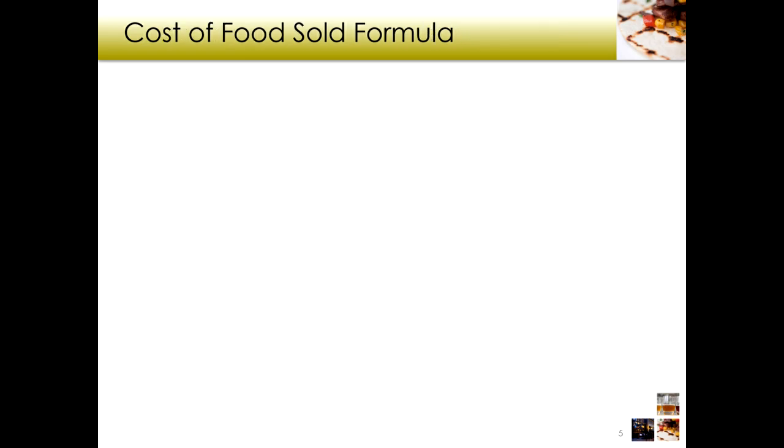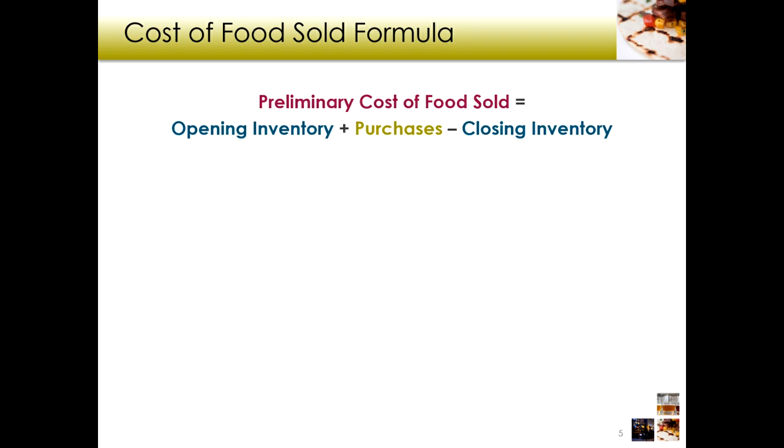So the first thing we're going to do is calculate something called our preliminary cost of food sold. And what we do there is we take our opening inventory, we add what we bought, and we subtract what our closing inventory is. So what's opening inventory versus closing inventory? Our opening inventory is the value of the products we have in our restaurant at the beginning of the month. $5,000, $10,000, $50,000, doesn't matter. It's going to be different for each restaurant. The important thing here is the difference between how much money you had in your inventory at the beginning of the month versus the end of the month. So the end of the month is your closing inventory.